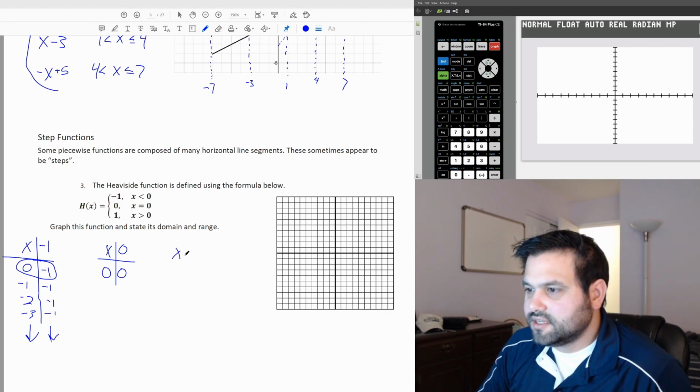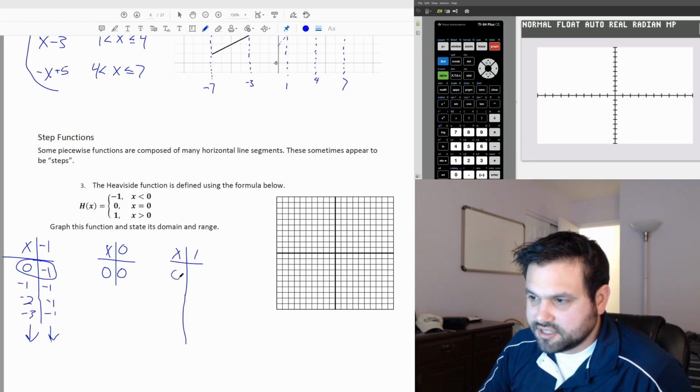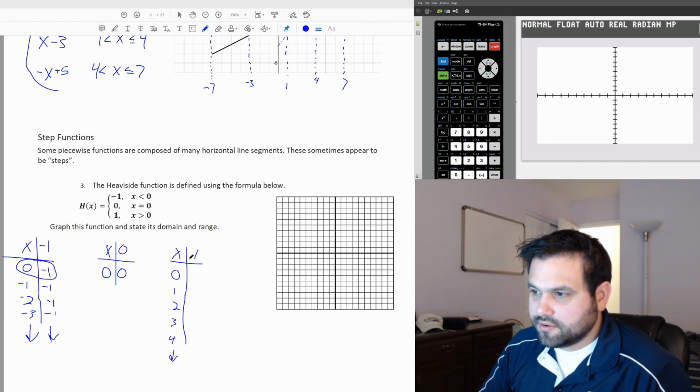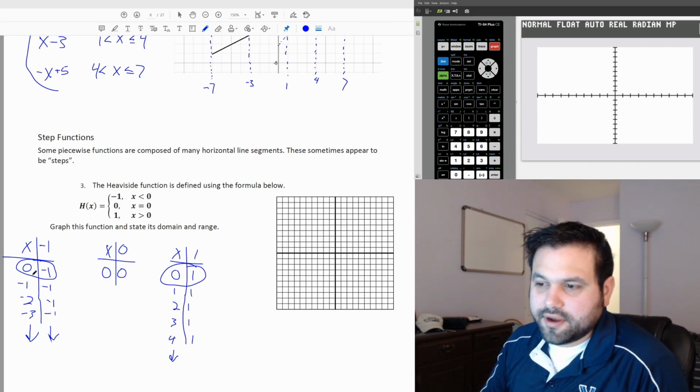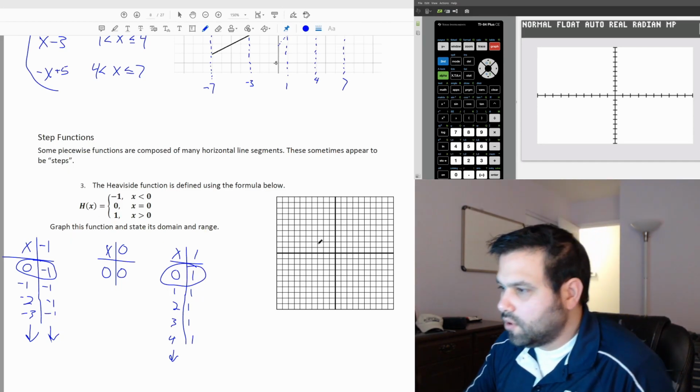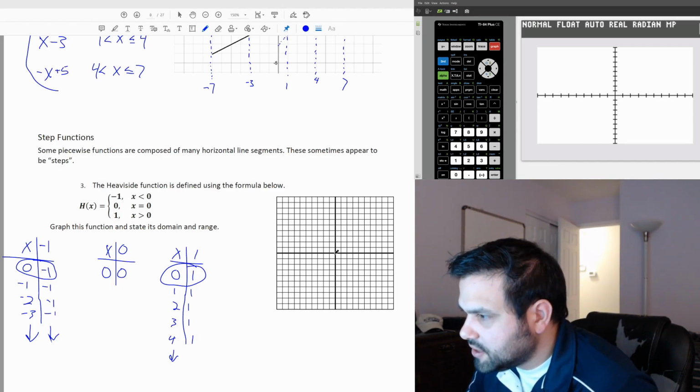And then the third one is 1. It outputs 1 all the time whenever x is greater than 0. Again, I'm going to start with 0, 1, 2, 3, 4, and so on, forever. But we output 1 everywhere. This is not included in that table, so I have to put an open circle. So now I'm going to go ahead and graph this. So 0, -1, 0, -1 is an open circle.